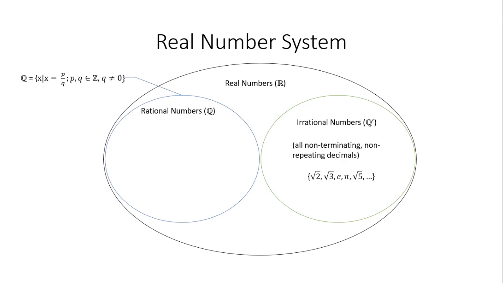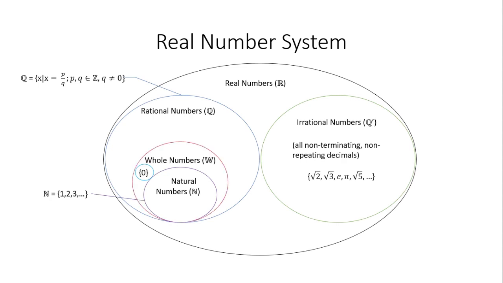Moving on, the set of rational numbers is a large set itself composed of unions of different subsets. At the most fundamental level, we have the independent element 0, which is neither positive nor negative, and the set of natural numbers or the set of counting numbers starting from 1, 2, 3 and so on. The set of natural numbers is also called the set of positive integers. The union of 0 and the set of natural numbers is called the set of whole numbers.